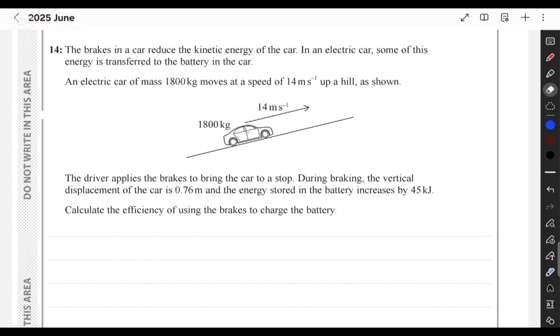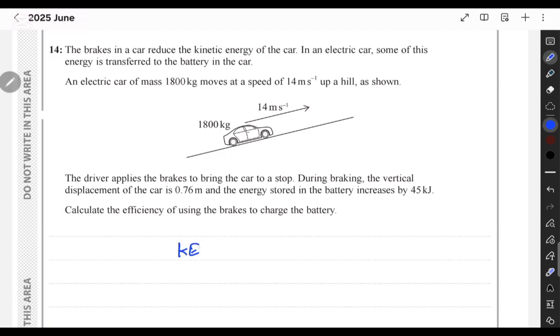An electric car of mass 1800 kg moves at a speed of 40 meters per second up the hill. The driver applies the brakes to stop the car and get rid of all that kinetic energy. During the braking, the vertical displacement of the car is 0.76 meters and the energy stored in the battery increases by 54 kilojoules. So we can see some things happening here.